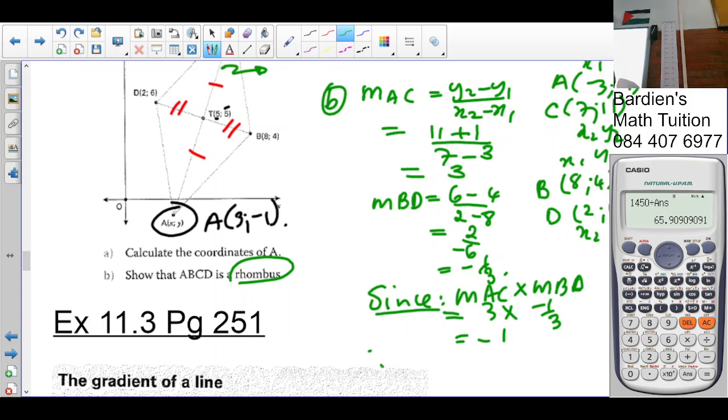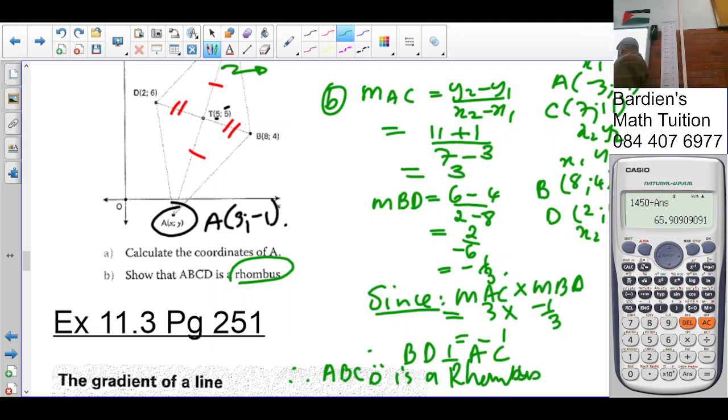Therefore, BD is perpendicular to AC. Alright? So since the diagonals are perpendicular and the diagonals bisect each other, therefore ABCD is a rhombus.